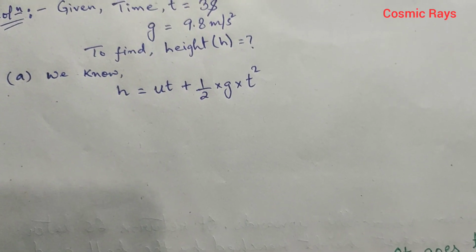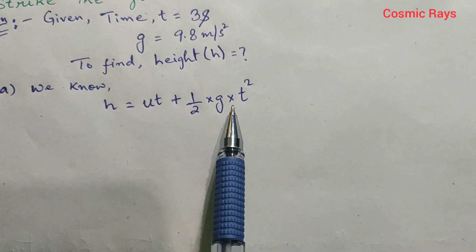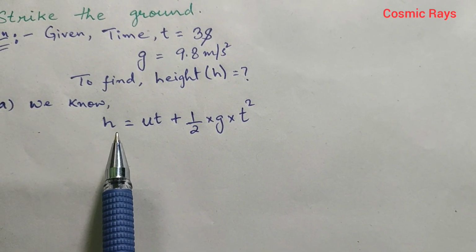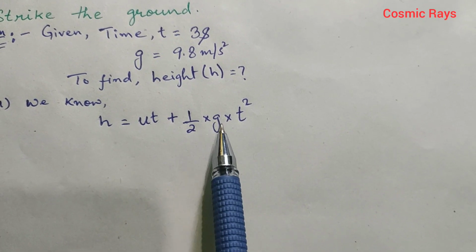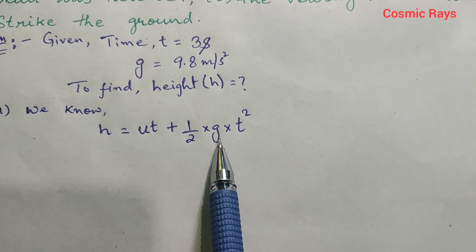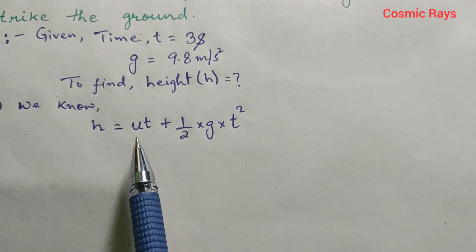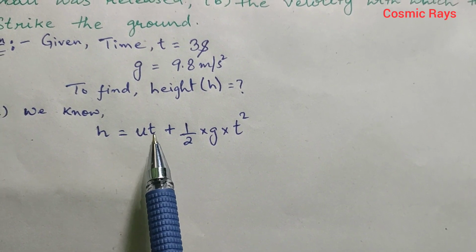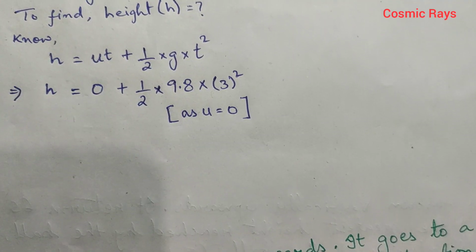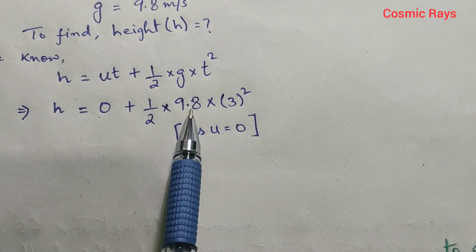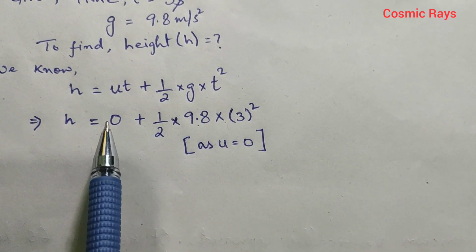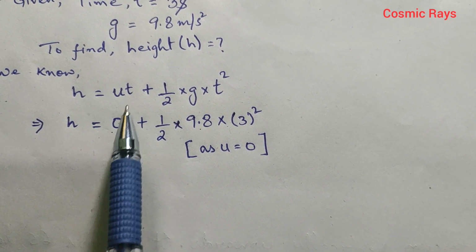So the equation s equal to ut plus half at square has been modified, and in place of s we are writing h, that is the height. Ut remains the same. Instead of a, that is acceleration, in this case we are writing g, that is the acceleration due to gravity. Now as the initial velocity is 0, this whole term becomes 0. So h is equal to 0 plus half 9.8 multiplied by 3 square. Since initial velocity, that is u, was 0, this whole term 0 multiplied by t is 0.